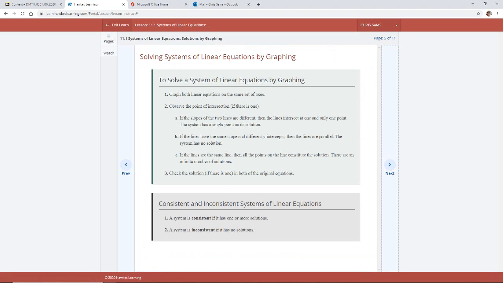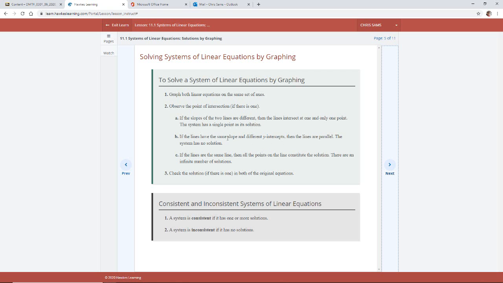Okay, this terminology is going to be very important. So here's how you get the second and third objective, actually. We're going to graph both equations. We're going to look and see, do they intersect? So you have three scenarios. If the slopes are different, the lines will intersect at one point and they will have a single solution. Down here at the bottom it says a system is consistent if it has one or more solutions. So different slopes means consistent. They're going to have one solution. So if it does have a solution, that means consistent.